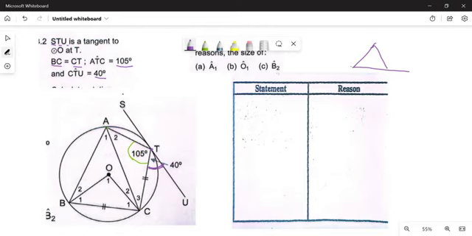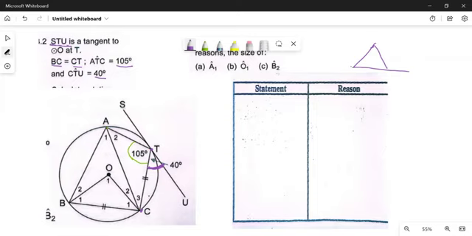But now, what do we call this line? Remember, what did they say about this line? STU. What is STU? Tangent. It's a tangent. So here you have an angle between a tangent and a chord. Okay. Now, which chord am I talking about here? The angle here, it's an angle between a tangent and a chord. Which chord are we talking about? TC. It's chord TC.